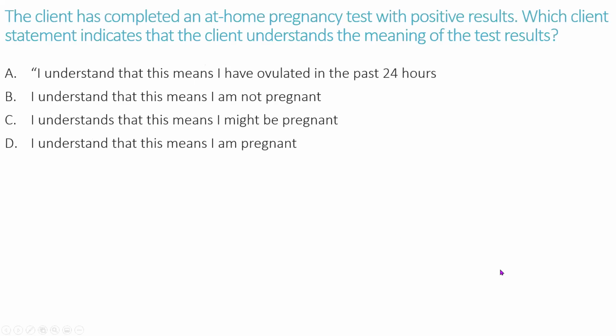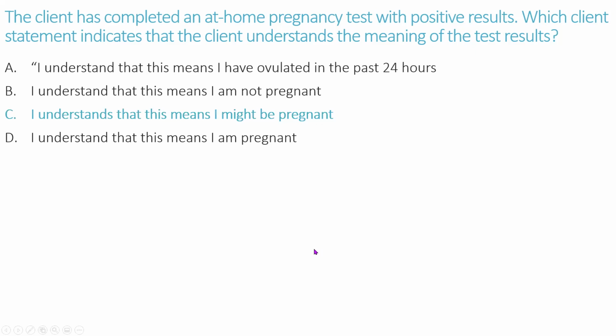The client has completed an at-home pregnancy test with positive results. Which client statement indicates that the client understands the meaning of these test results? So proud of y'all. Y'all are popping off. Let's go. Yeah, reveal the answer. I understand that this means I might be pregnant. Yes. Very important here. Let's keep moving. It's important to know that someone could test positive on a pregnancy test without actually being pregnant. That's why we have this answer here.